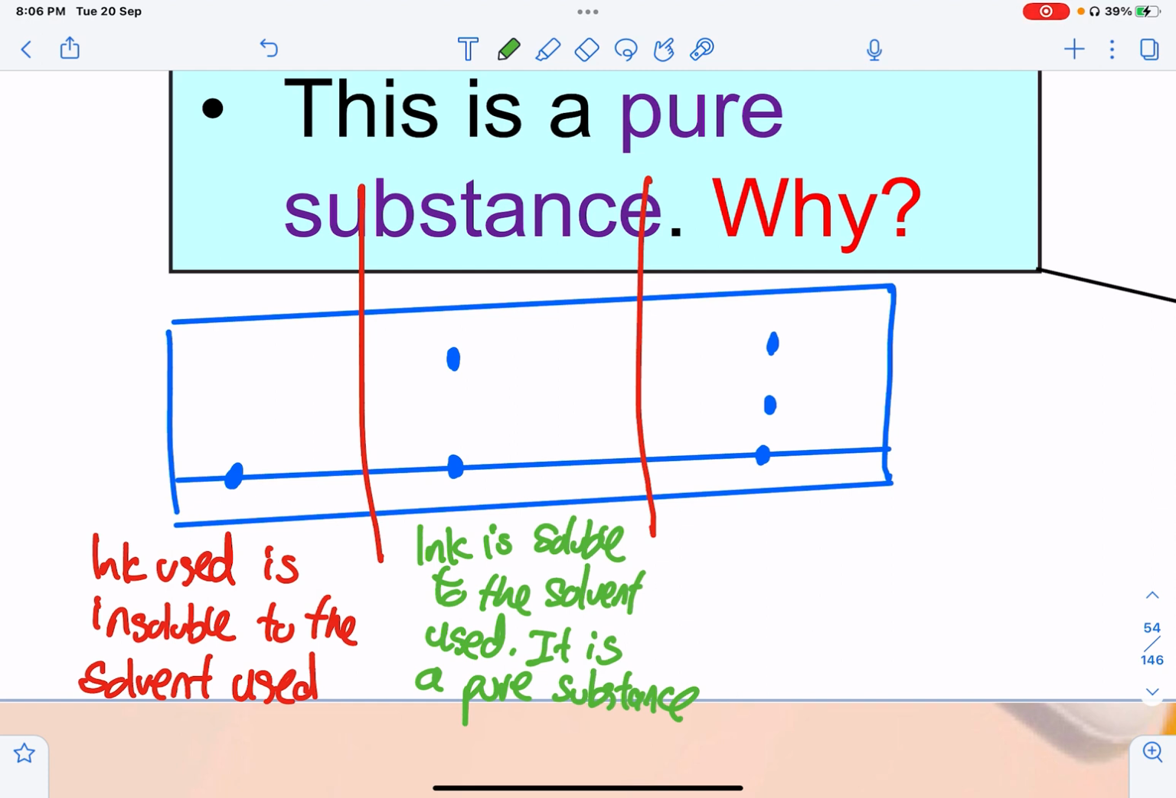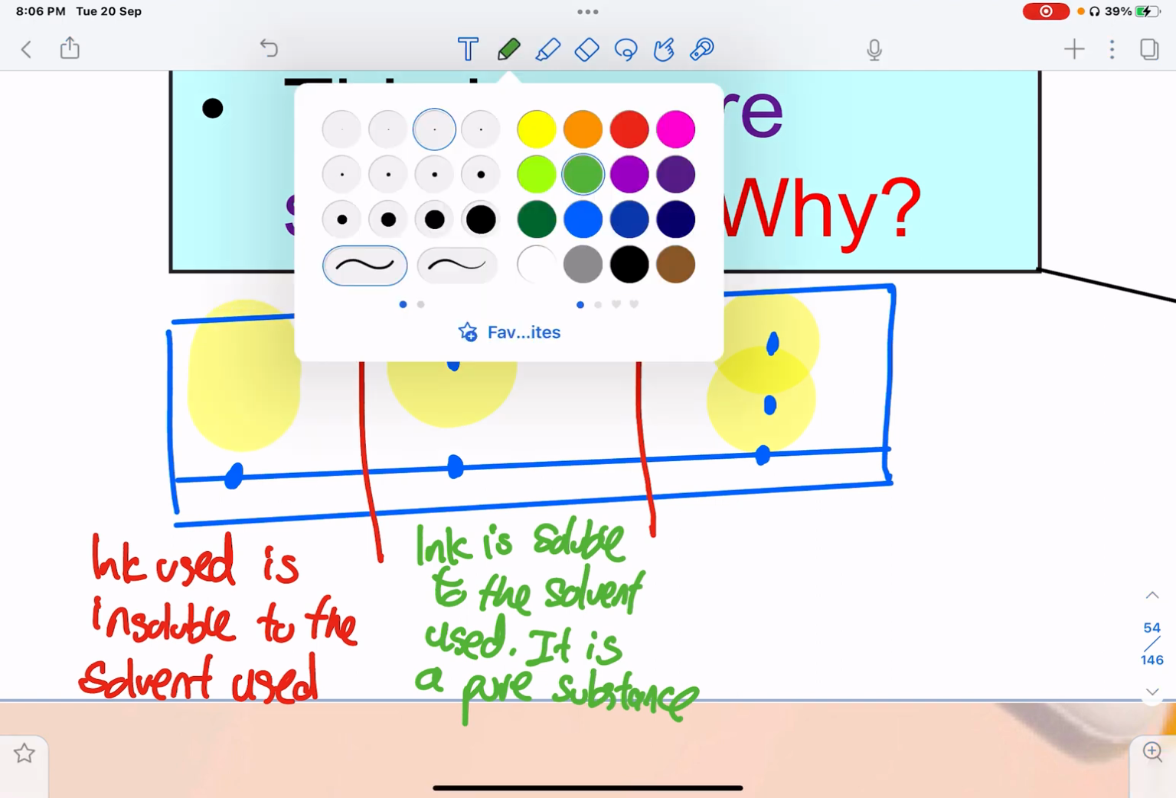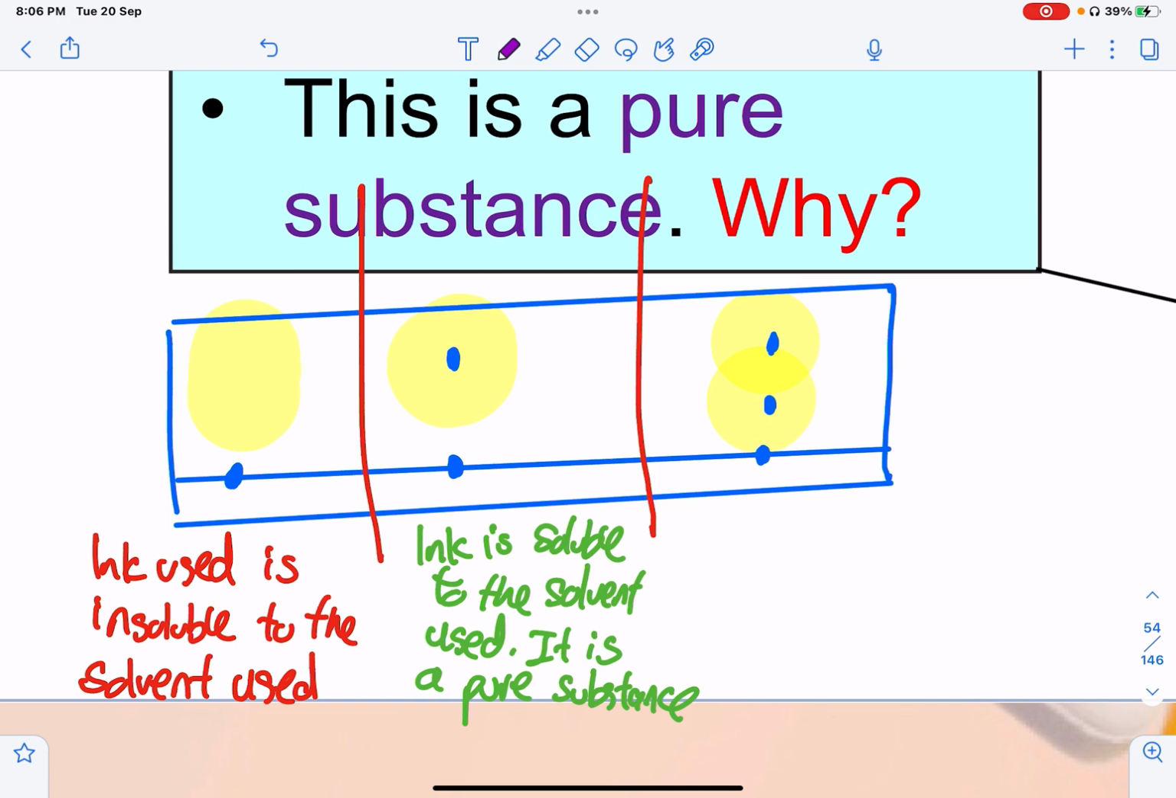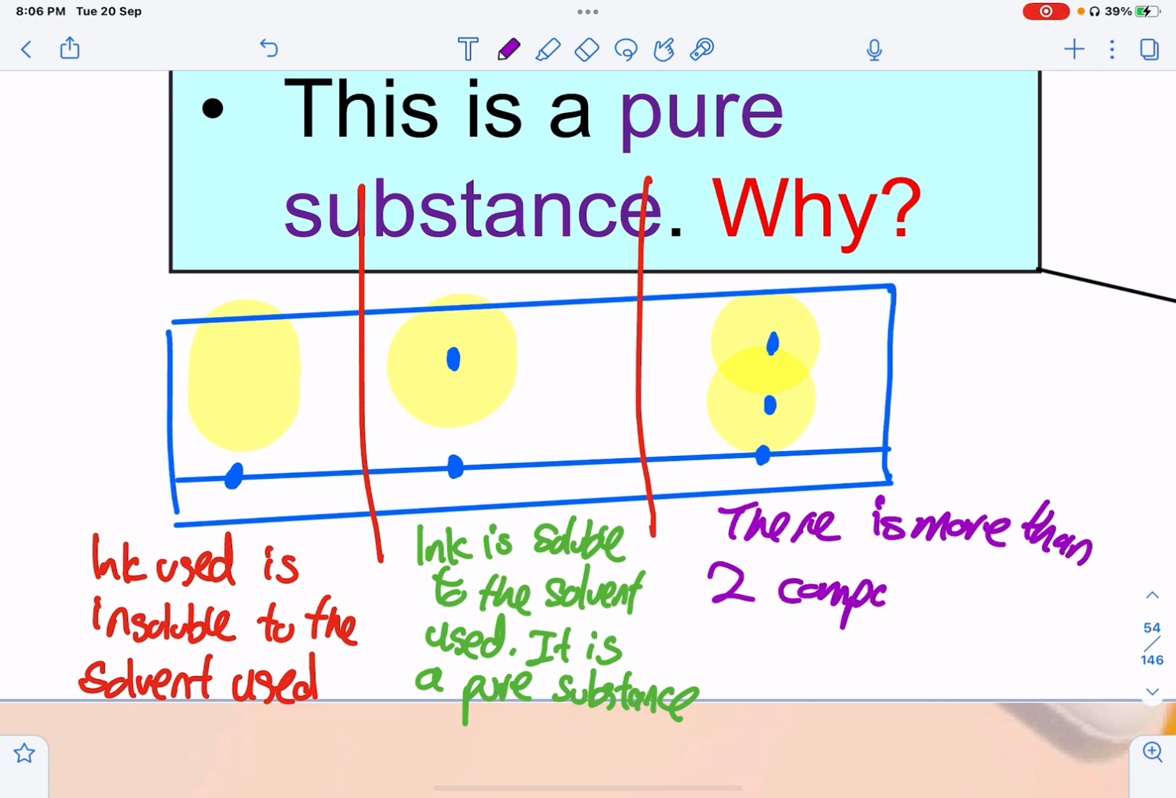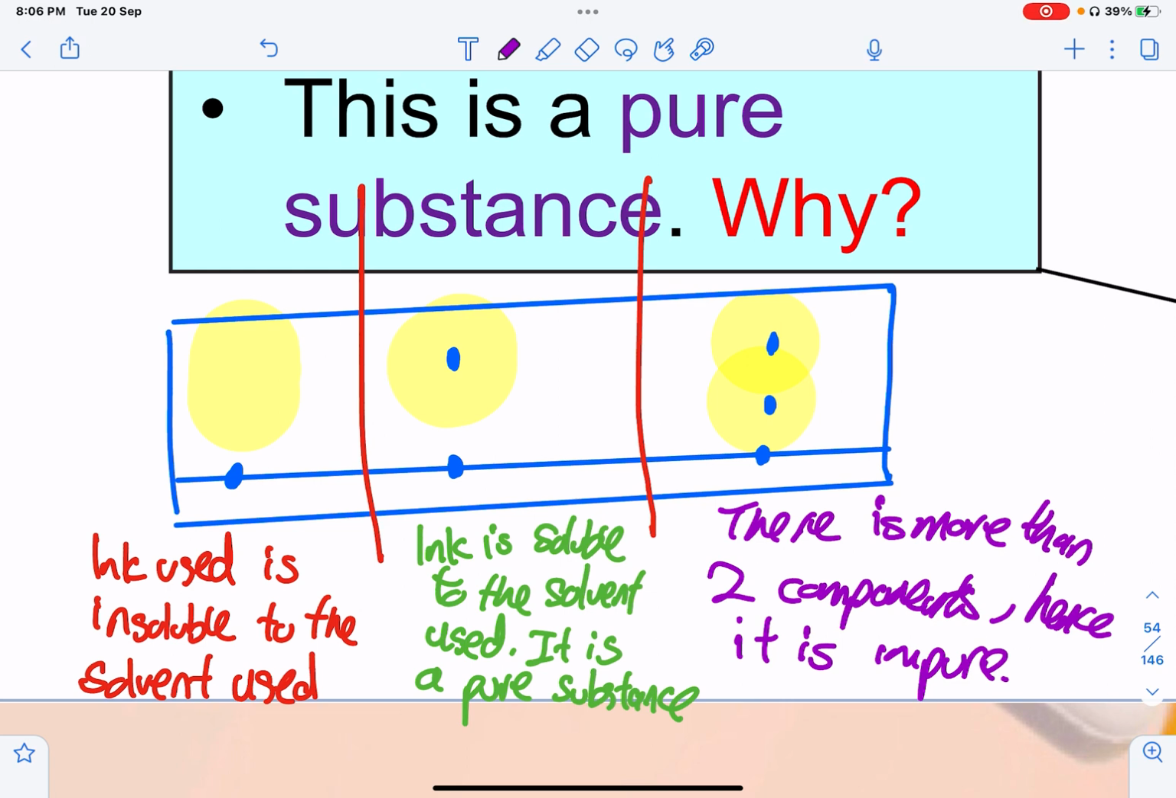Then next, we will see that over here, down here there's one, but down here you can see there's two, as compared to this one, there's none. So over here, what we will see is that there is more than two components. Hence, it is impure, meaning it's made up of more than one kind of ink dye. Over here, because there's only one component.